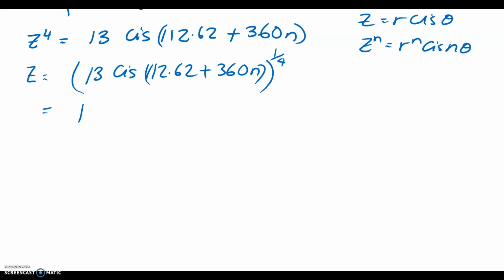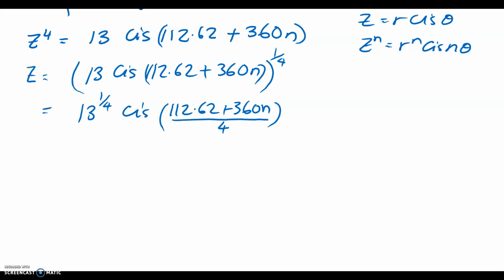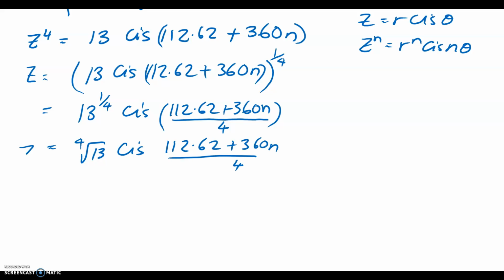So we've got 13 to the power of a quarter cis 112.62 plus 360n times a quarter, which is going to be over 4. So I can write 13 to the power of a quarter as the fourth root of 13. So this here is our general solution. Now what we can do is find the particular solutions by substituting different integer values for n. So let's start with n equals 0.